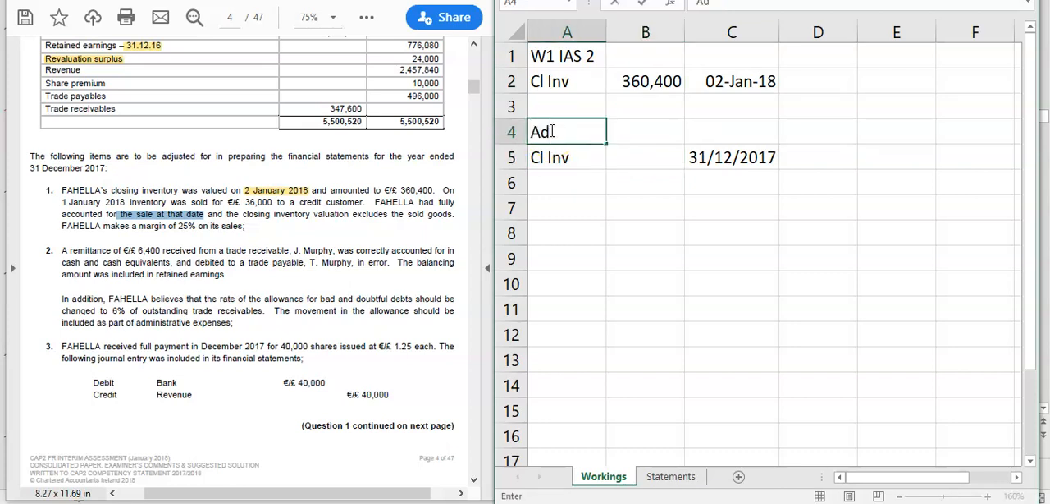So you're going to do the adjustment. You're not going to add back 36 because that's the sales amount. You only want to add back cost. So you're going to add back 36,000.